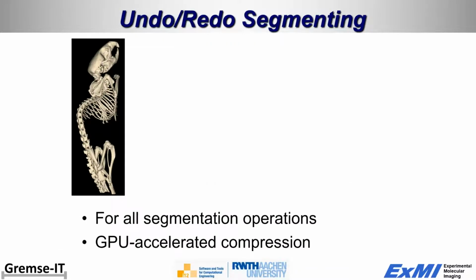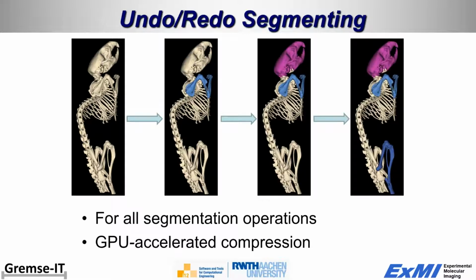Then there is undo and redo for the segmentation supported. So you can go forward, try something out, and if it didn't work out, you just go back and do undo. The software remembers the last 20 steps of all segmentation operations. That is very nice for a fast workflow.